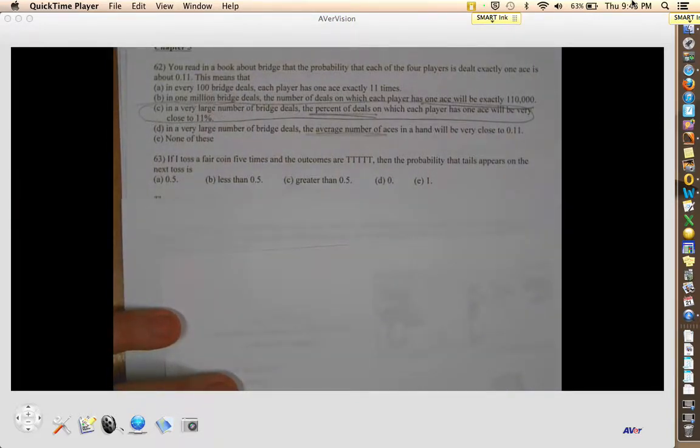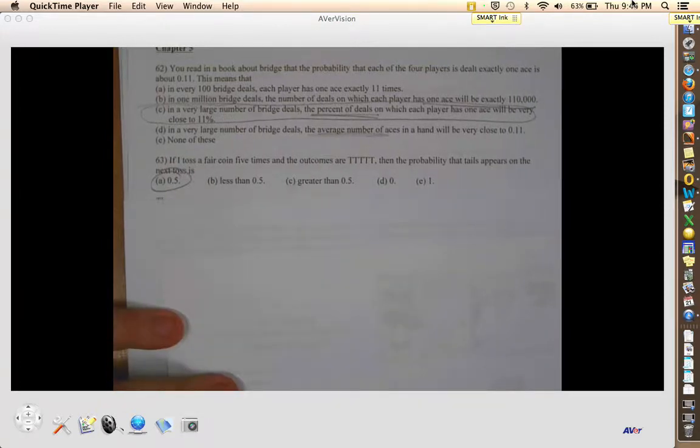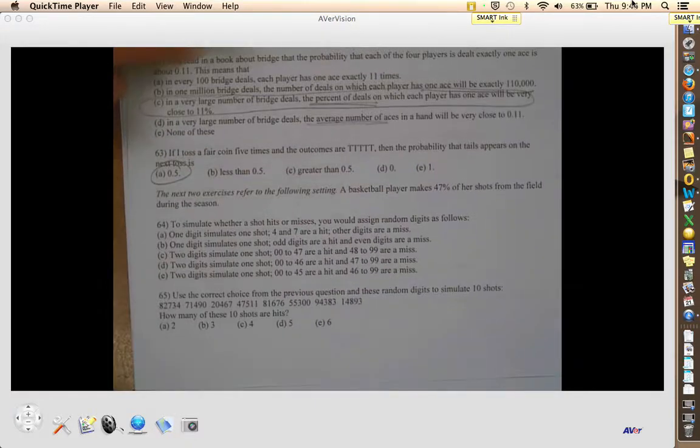If I toss a fair coin 5 times and the outcomes are tails, tails, tails, tails, tails, then the probability that a tail appears on the next toss is always 0.5 for the next toss. This is the old gambler's fallacy, to see if they can trick you. The next two exercises follow this setting.